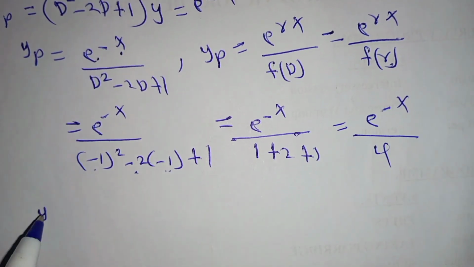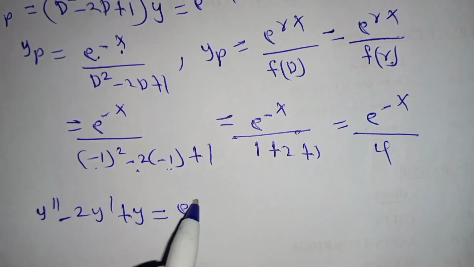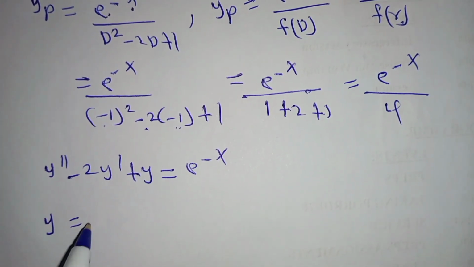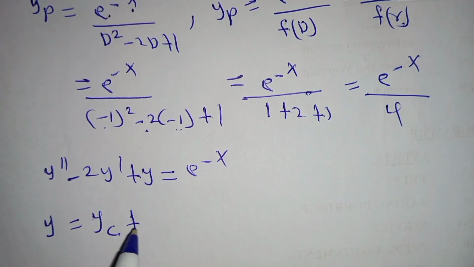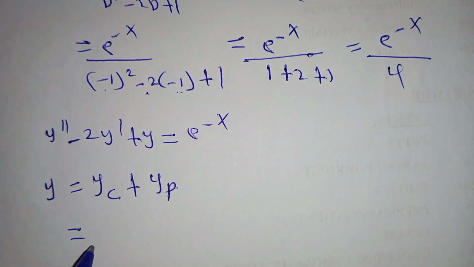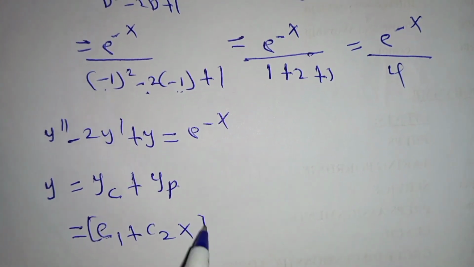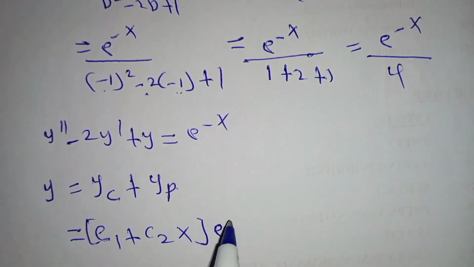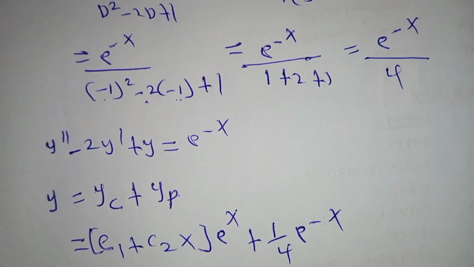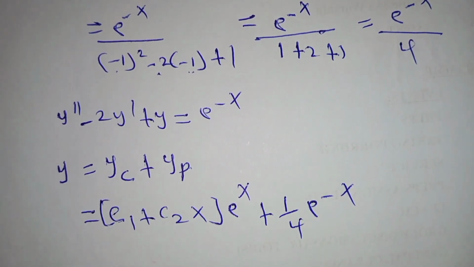Now, our given ODE was y double prime minus 2y prime plus y equal to exponential negative x. So our complete solution y will be given by y complementary plus y particular, which is equal to c1 plus c2 x, into bracket, exponential x, plus 1 over 4 exponential negative x. So that is our solution of the given ODE.